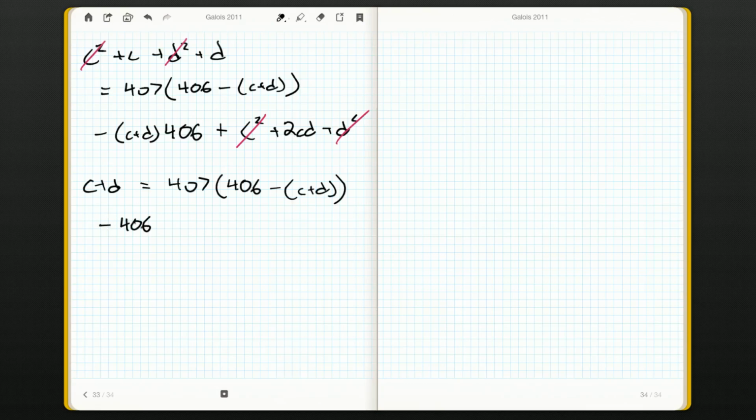Minus 406(C plus D). I'm probably going to want to group my C plus D. You know what? Actually, I should expand the whole thing. Get all my C plus Ds together, all my ducks in a row. So 407 times 406.